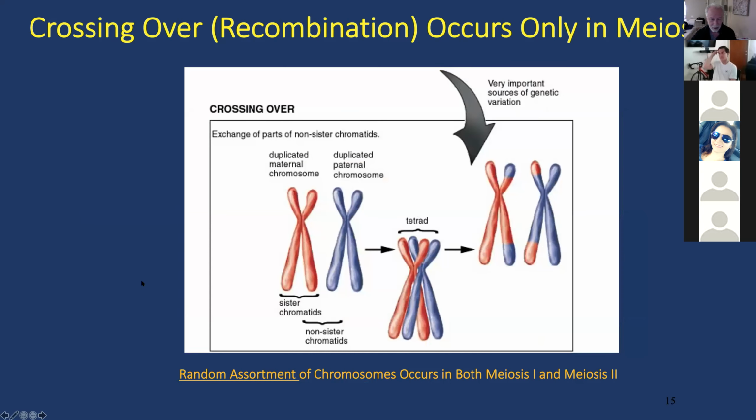And this gives you a close-up of recombination, crossing over. So we have the homologous chromosomes, red and blue. Each is a pair of chromatids. They come together in very close association, and they can exchange parts. And the simplest way to show that is to show tips. So this random assortment occurs in both meiosis 1 and meiosis 2.